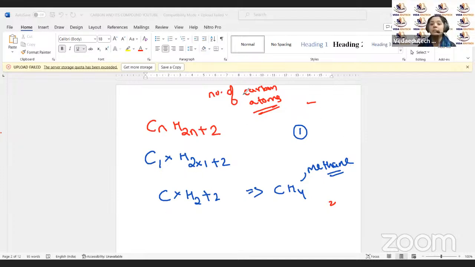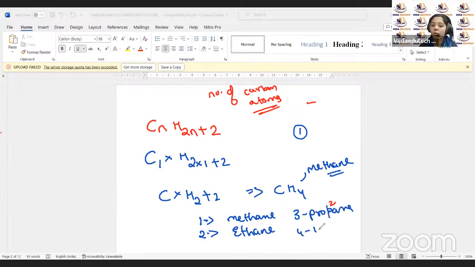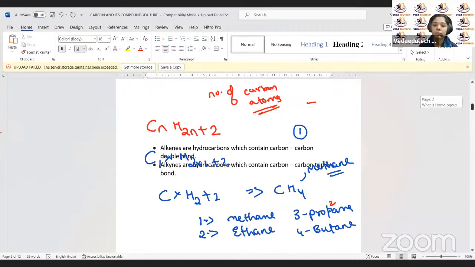Okay. For methane, it's CH4. If I need to calculate for ethane, first is always methane, then ethane, propane. You know this series? Everybody knows. Like, if we have 1, that means methane. 2, ethane. 3, propane. 4, butane. 5, pentane. And so on.